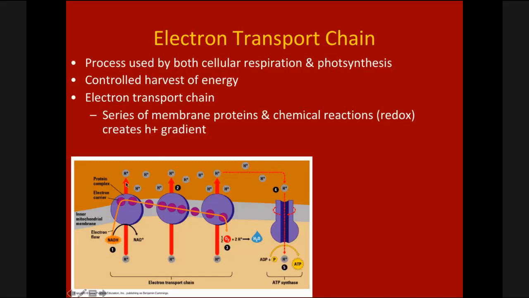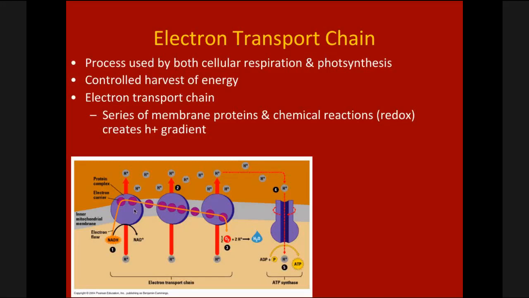Right? So by popping the electron again and again between all these different proteins and cofactors, instead of taking the electron and putting it directly on oxygen, you detour through the electron transport chain so that you can control that harvesting of energy. So this is the way we slow down that reduction so that we can harvest as much energy as possible.